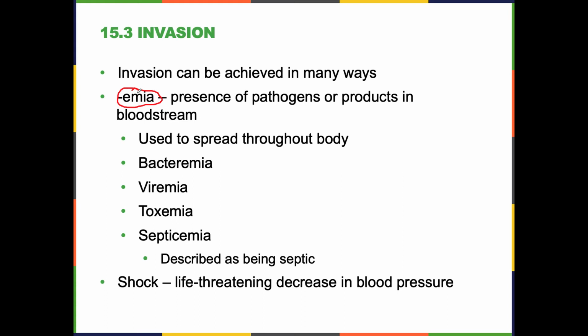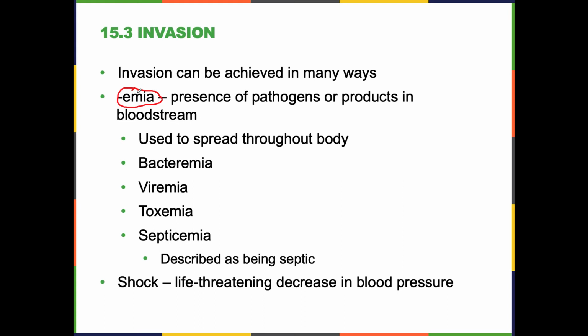So without really knowing too much then, let's define some of these words. Bacteremia. What is bacteremia? Presence of bacteria in the bloodstream. Good. What is viremia? Presence of viruses in the bloodstream. Toxemia? Do we have a guess for that? Presence of toxins in the bloodstream.